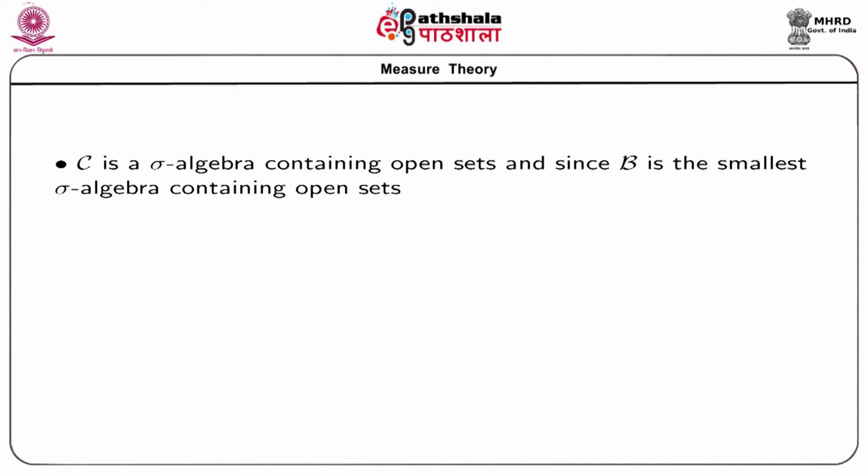Now, C is a sigma algebra containing the class of open sets, and by our definition B is the smallest sigma algebra containing open sets. So, we must have B subset of C. And so, this shows that if we take a Borel set B, then the Borel set B belongs to the class C, but the class C is the set of all those subsets E for which f inverse E belongs to B. So, this proves that f inverse B also belongs to B, and so the inverse image of a Borel set under a continuous mapping is again a Borel set.